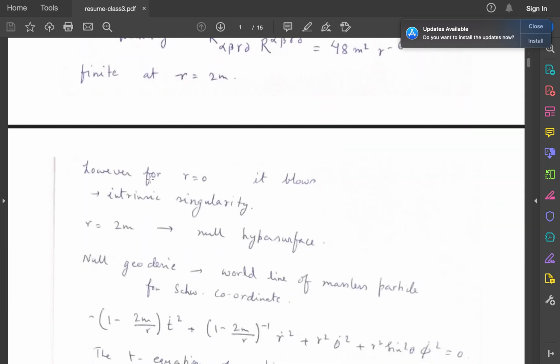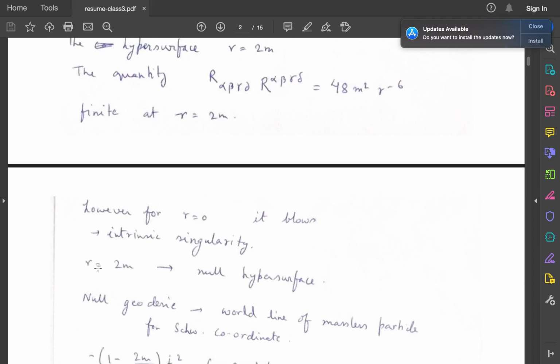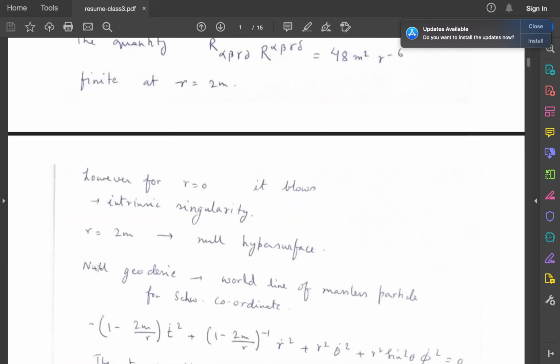However, you look into the other one, r equal to 0. If I put r equal to 0 in this equation, this thing blows up. So this is an intrinsic singularity. It is not a coordinate singularity. Okay, r equal to 2m is also known as the null hypersurface, because if I put r equal to 2m here, the square becomes 0 for a particular hypersurface of particular theta and phi.